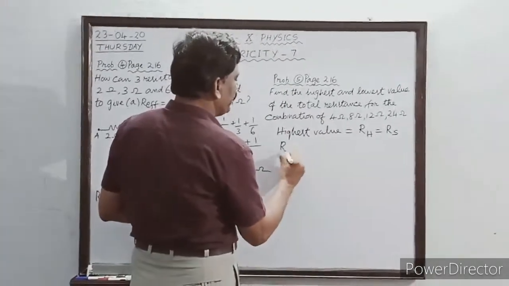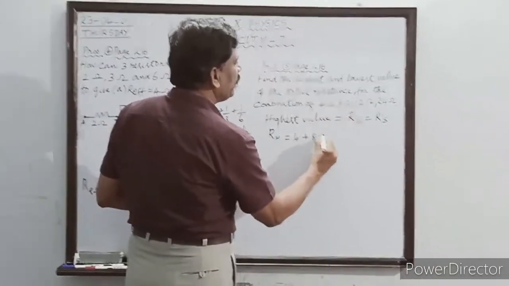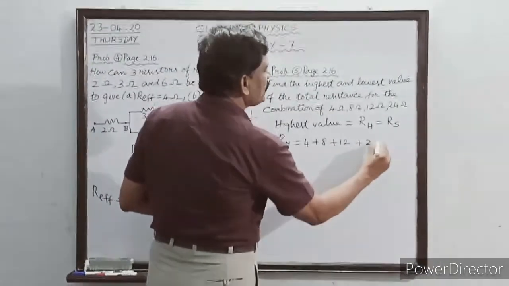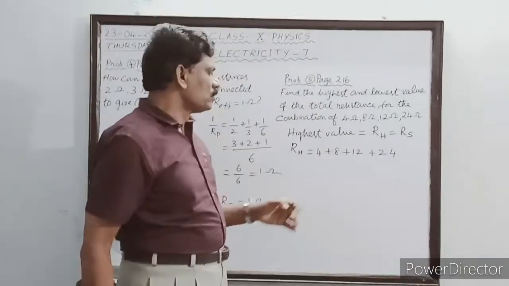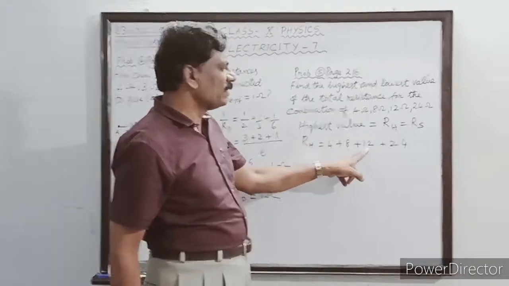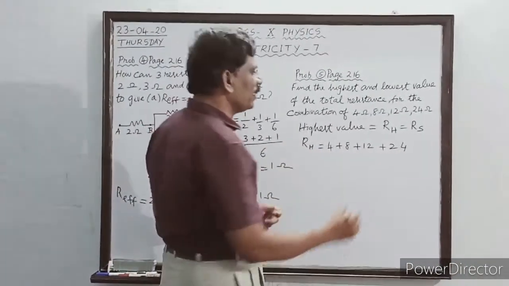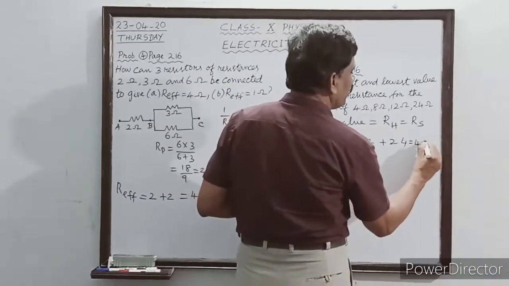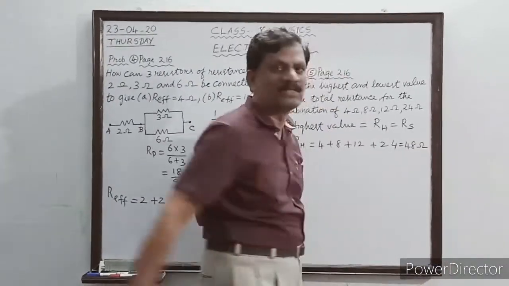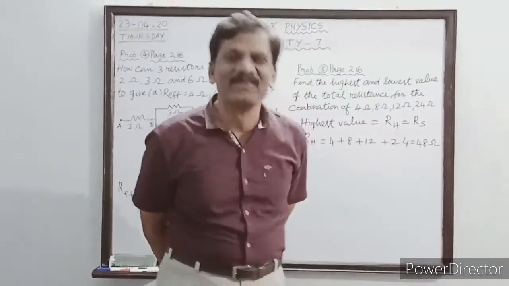So highest value RH is equal to 4 plus 8 plus 12 plus 24. So 8 plus 4 is 12. 12 plus 12 is 24. 24 plus 24 is equal to what? So this is equal to 48 ohm. 24 plus 24 is 48 ohm. Have you all understood? That is good.